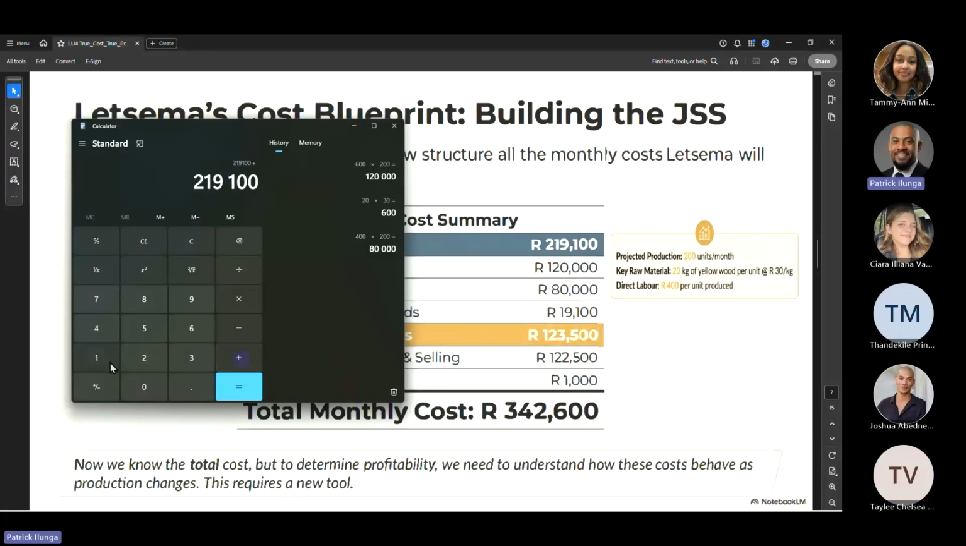All right, so you can see here, if I add this together, what does it give me? It gives me the total, right? Here is the total. 342,600, right? This is the total. So that's how you'll be calculating.